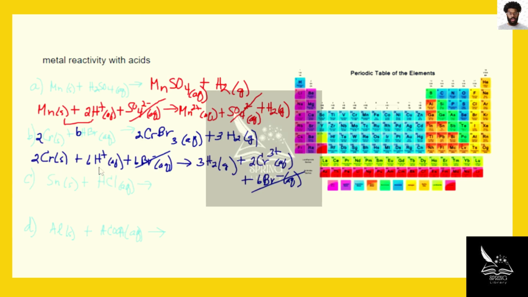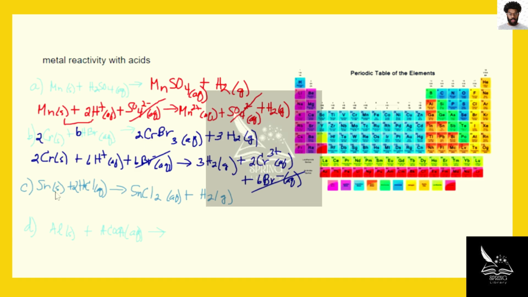showing chromium as a solid, and then the hydrogen and bromide ions existing separately in an aqueous solution, and the chromium ions existing separate from the bromide ions as products, where that hydrogen gas is still evolved as a product. But notice here the bromide ions are just spectator ions. And so they would not be included in the net ionic equation, and we'd end up with 2 chromium solids, 6 hydrogen ions, the 3 moles of hydrogen gas being emitted, and just the 2 chromium 3 plus cations as a product.